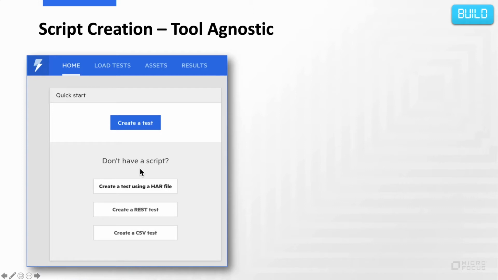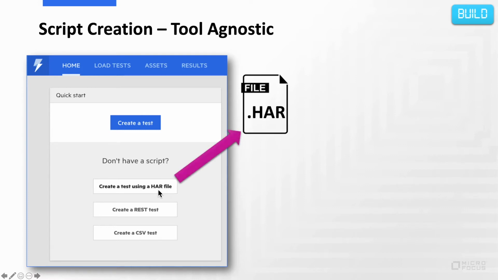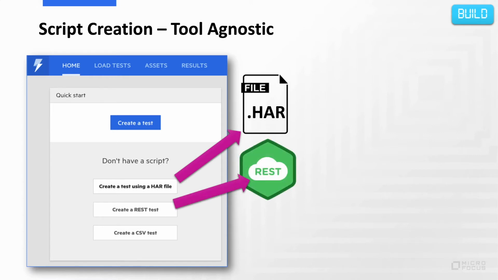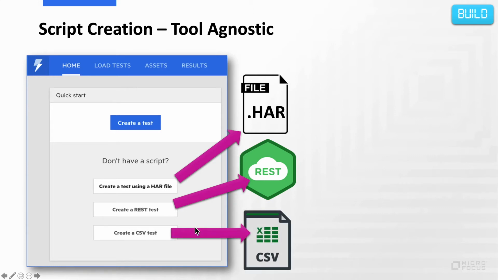If you don't have a script, you can use some common tools to create a script. And so if you have a HAR file that you've maybe recorded inside of the Google Chrome tools, or maybe you have a REST endpoint, there's a wizard where you can type that endpoint in and test it. Or maybe you have a series of endpoints with the data you need to post to them inside of a CSV file. You can upload that Excel and it will automatically create you a script.